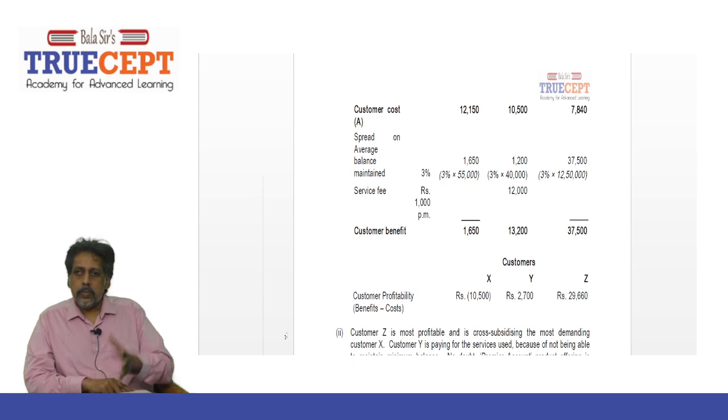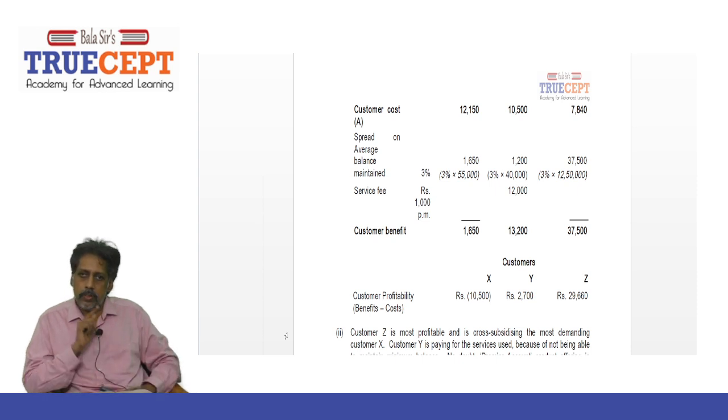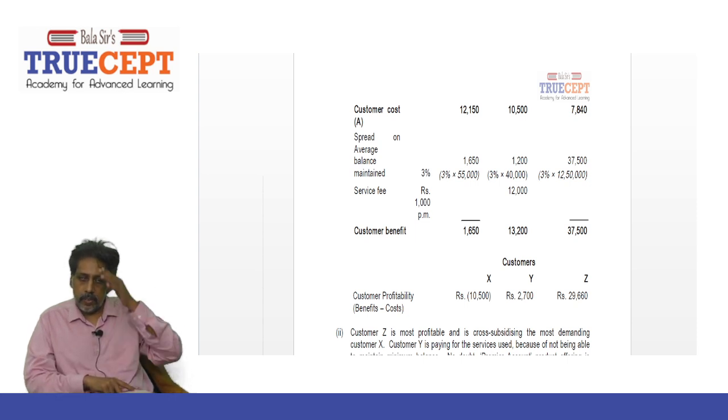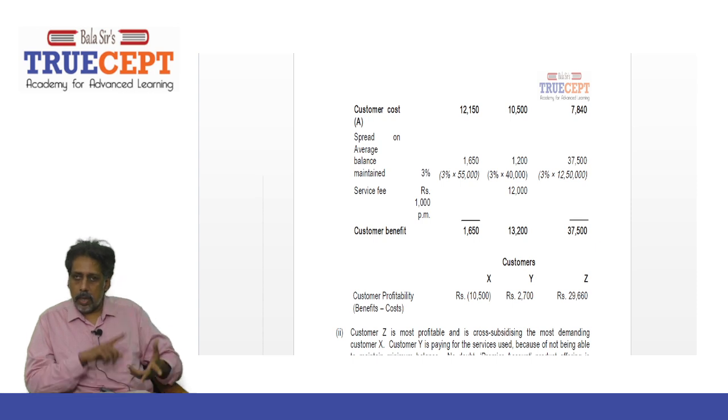And then the next line is the service fee. What do you take, and from whom? From the customer Y only: rupees 1,000 per month into 12, so 12,000 rupees. Then the total customer benefit: for X 1,650, 13,200 for Y and 37,500 for Z. Basically, that is your income. So what is customer benefit minus customer cost? How much do you get for X? It is negative, a loss of 10,500.